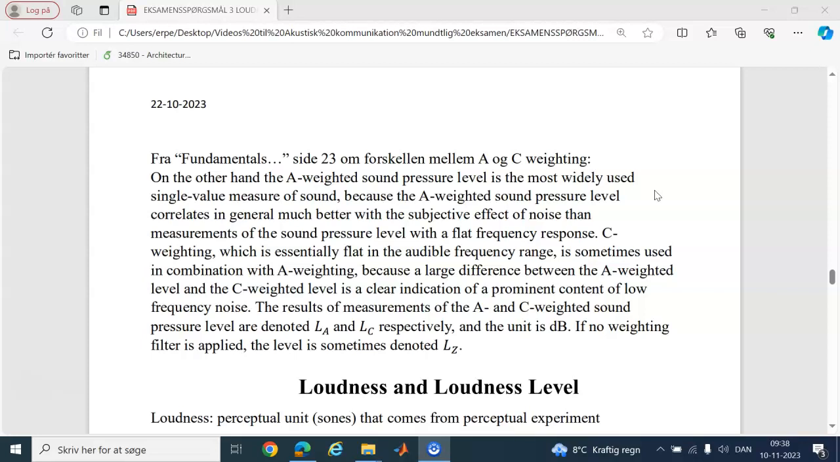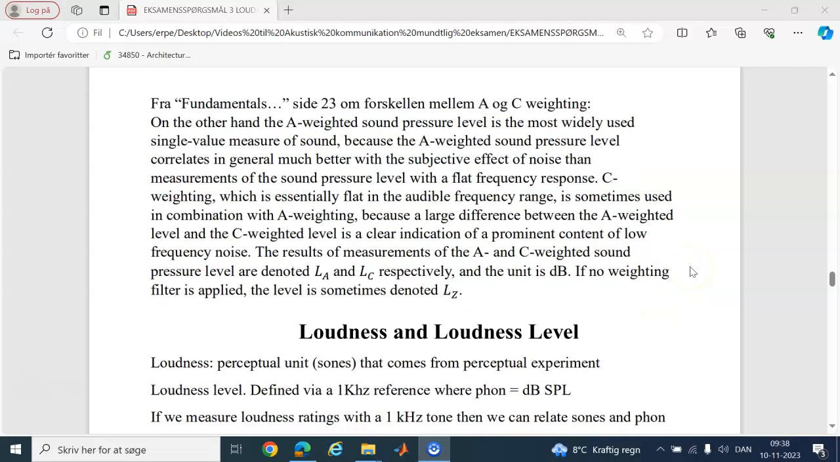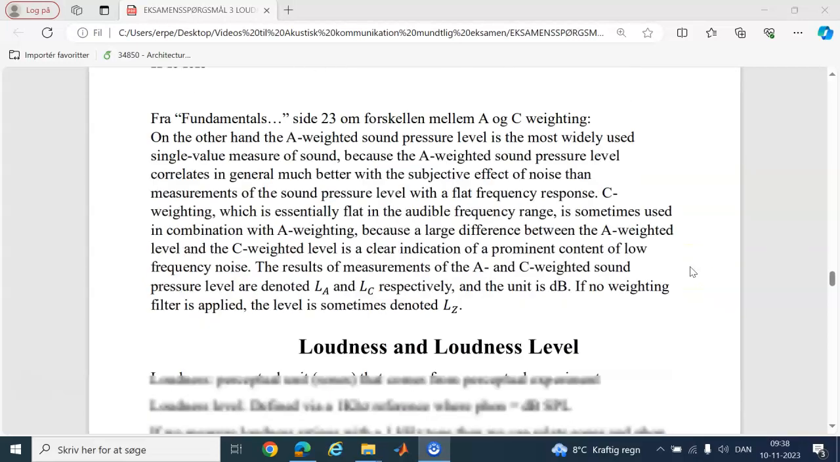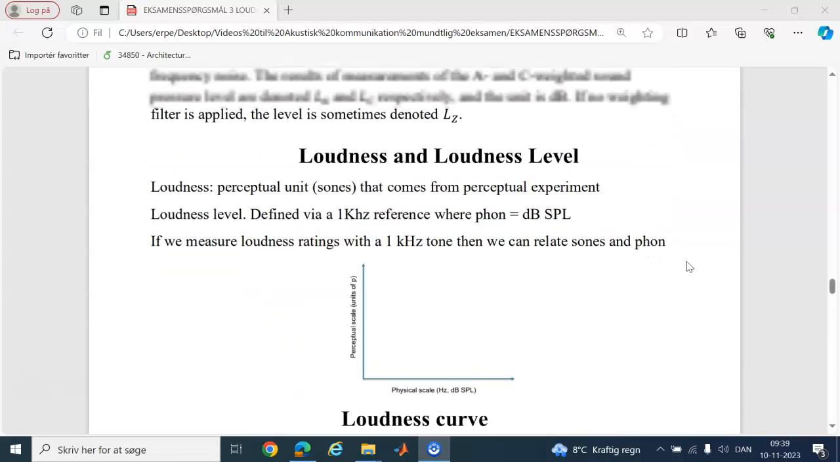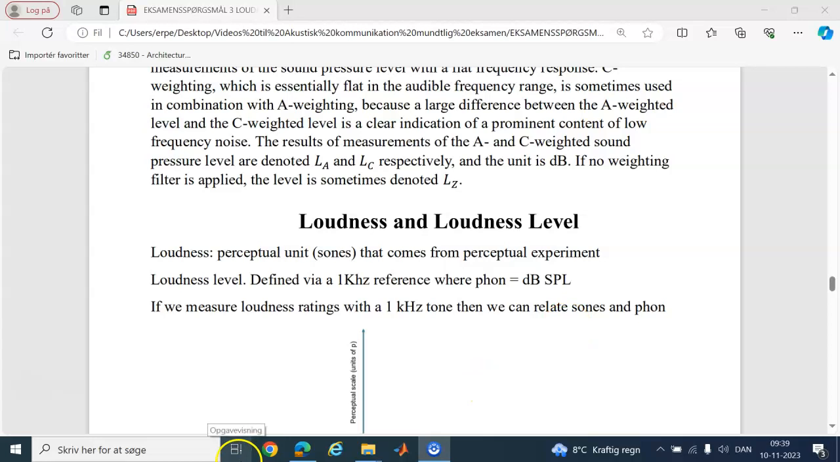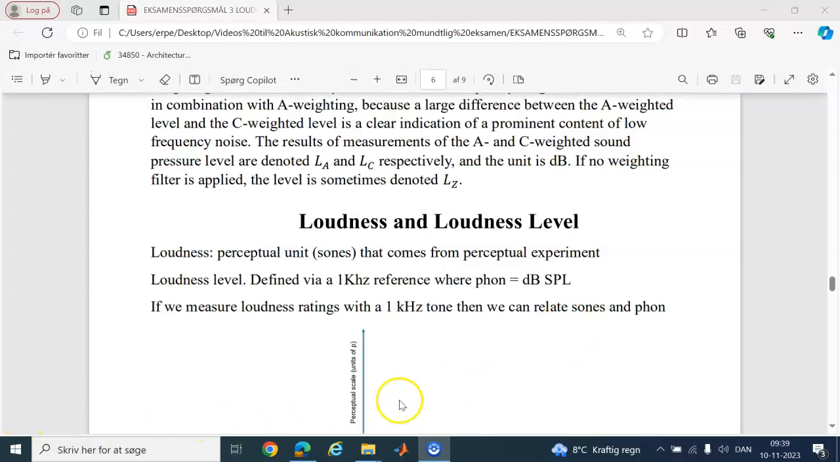Okay, the results of measurements of the A and C weighted sound pressure levels are denoted L index A or L index C respectively, and the unit is dB, decibel. If no weighting is applied, the level is sometimes denoted L index Z. Okay, so I will stop here and continue with loudness level.